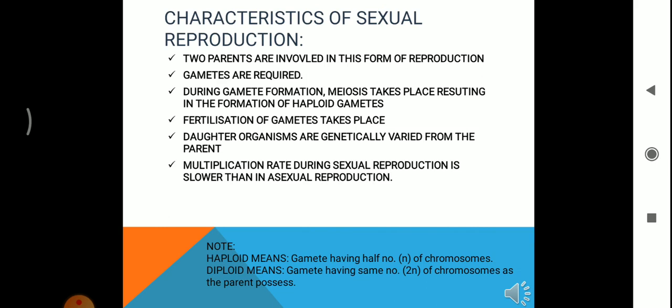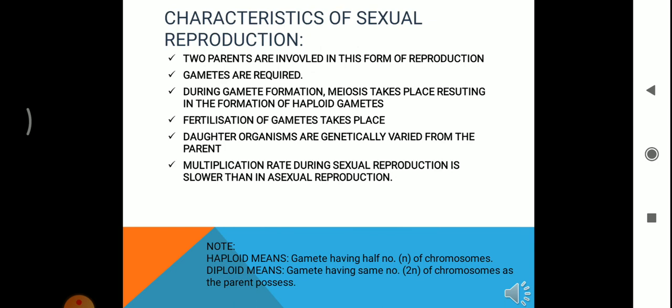Students, now moving towards the characteristics of sexual reproduction. In sexual reproduction, there is an involvement of two different sexes or two different parents. One should be male and the other should be female. In sexual reproduction, gametes are required. And during gamete formation, meiosis type of cell division takes place, resulting in the formation of haploid gametes. Here, haploid means gamete having half number or n number of chromosomes, whereas diploid means having the same number, meaning 2n number of chromosomes as the parent possesses.